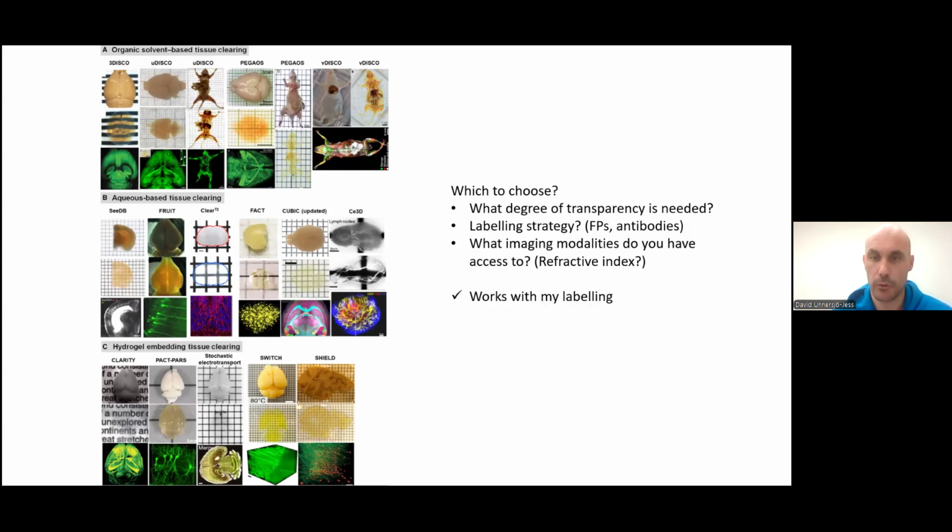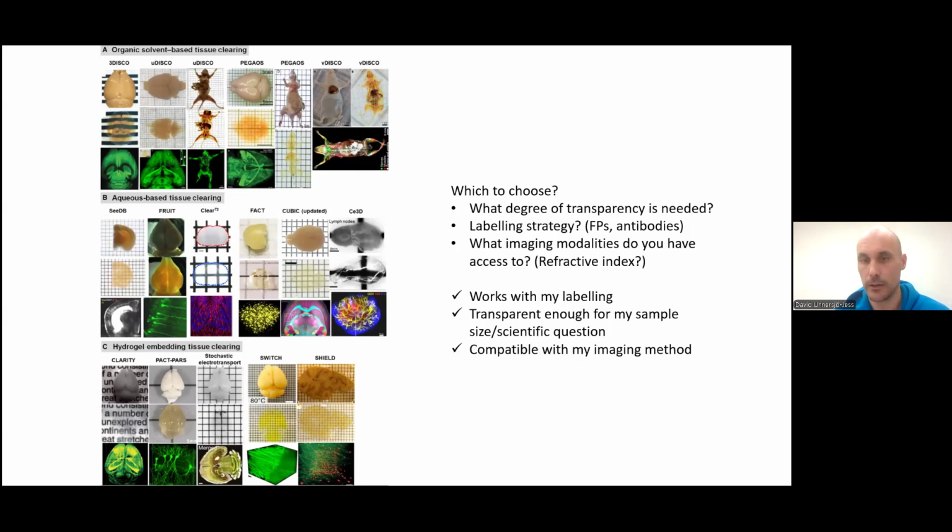So yeah, you want to find a protocol that works with your labeling, which renders the sample transparent enough to answer your scientific question, and which is compatible with the imaging method that you have access to.